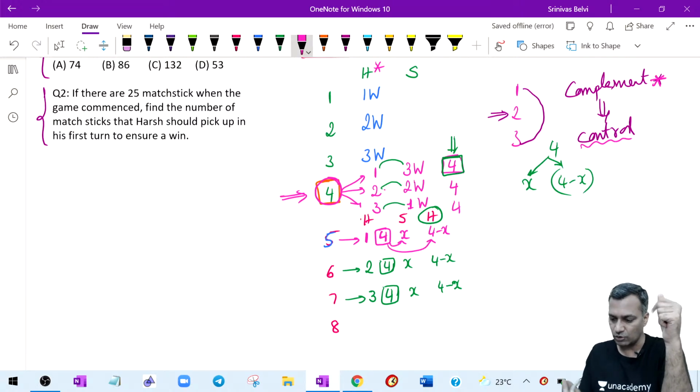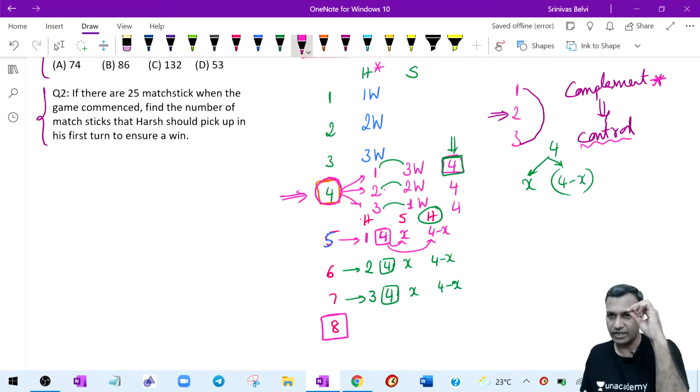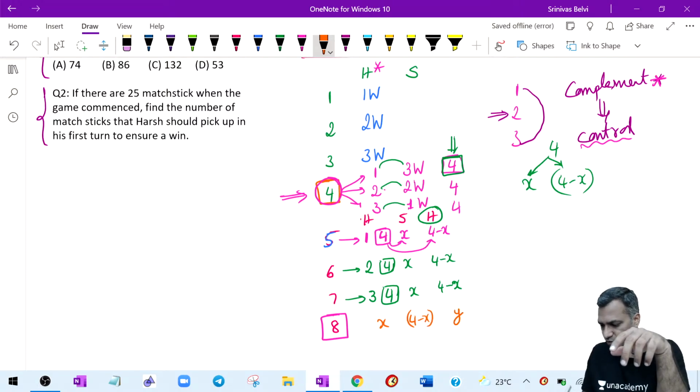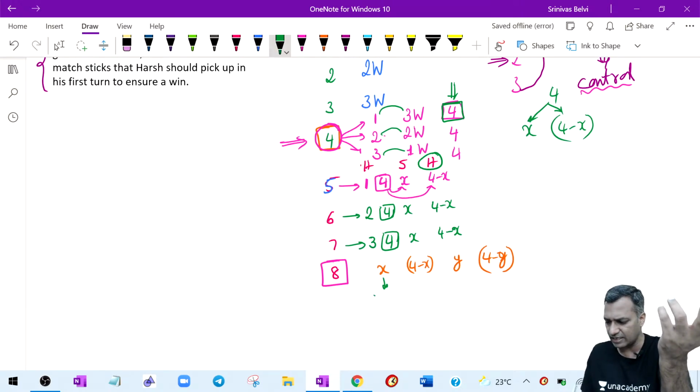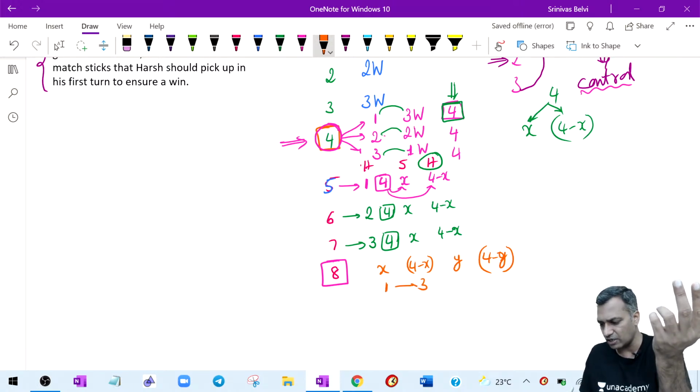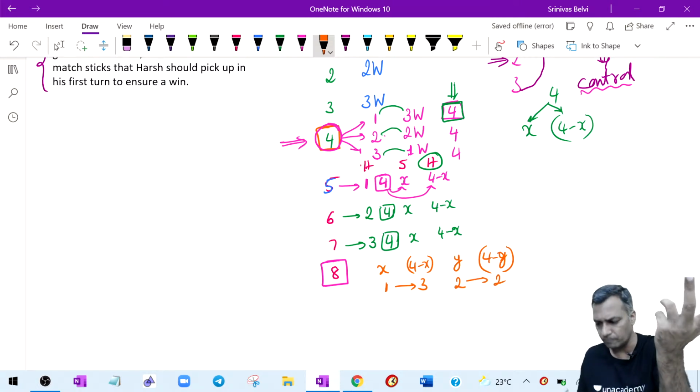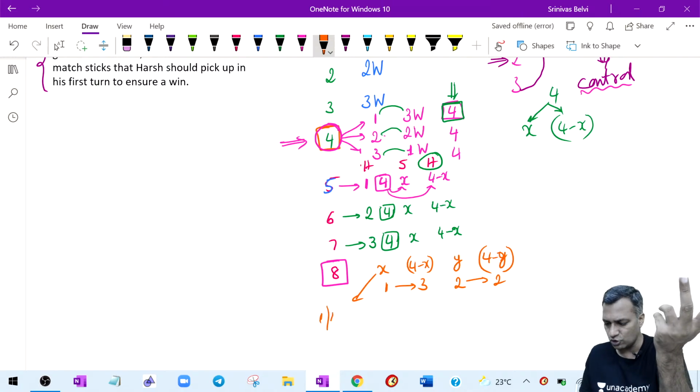What about 8? Now Sagar starts controlling this. For 8, Sagar starts controlling. If Harish picks X, Sagar would pick 4 minus X. If Harish picks Y, Sagar picks 4 minus Y. Simple. Let's pick any value for Y. What values can X take? 1, 2 or 3. Put anything that you like. If I put 1 here, he picks 3 here. That's how he controls it. 4 minus X, he picks it. If Y is 2, I will pick the remaining 2 here. He says I will pick 4 minus 2, I will pick 2. My point is, X can take 1, 2 or 3.